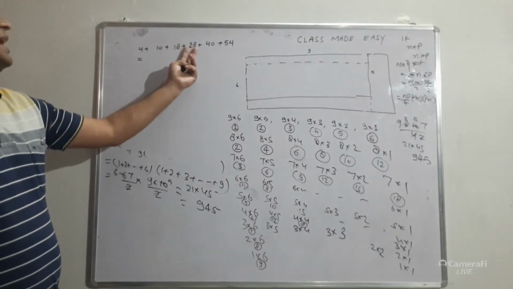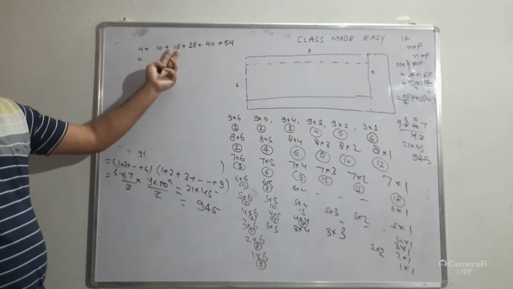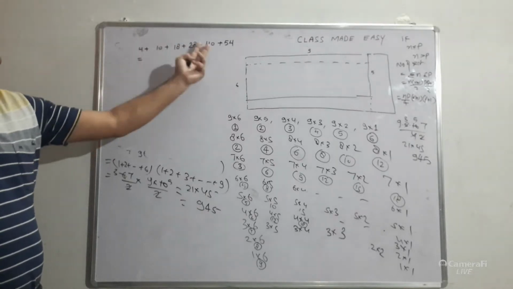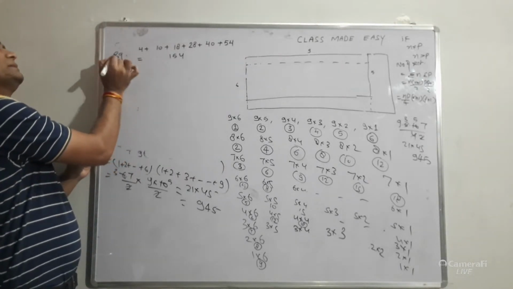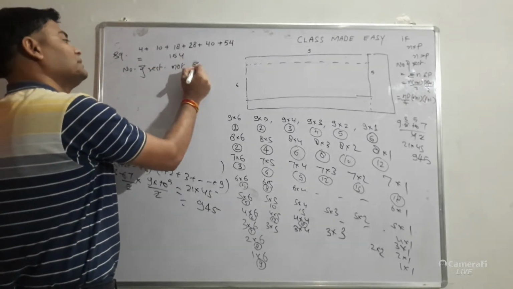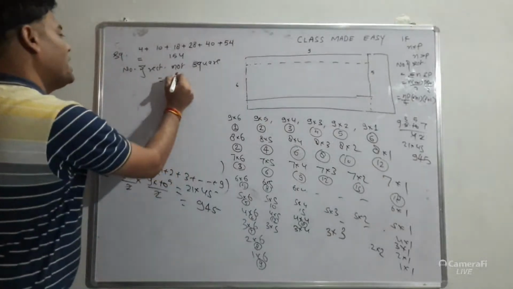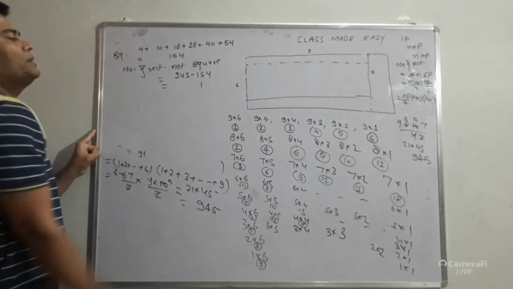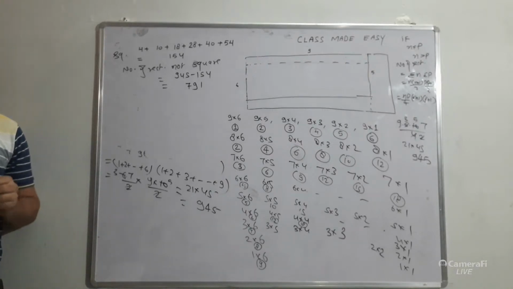If you add these, you can add easily. See this 18, 28 plus 18 is 46, 46 plus 4 is 50, 60, 100, and it is 154. So the number of rectangles that are not squares, excluding squares, is the important part of this question. We calculated there 945 minus squares. If you subtract it, you will get 791.